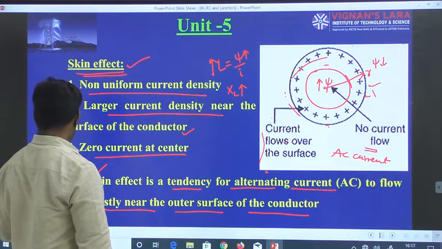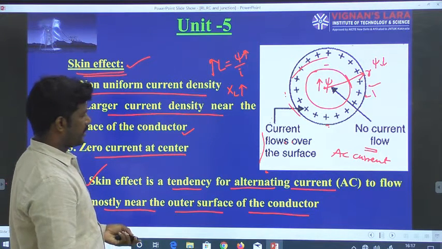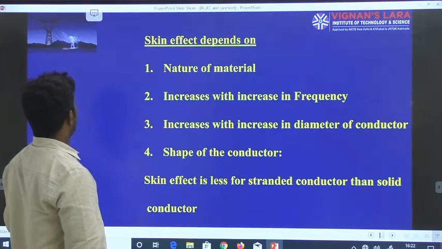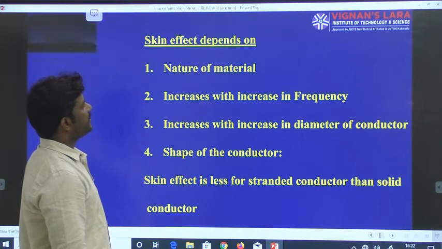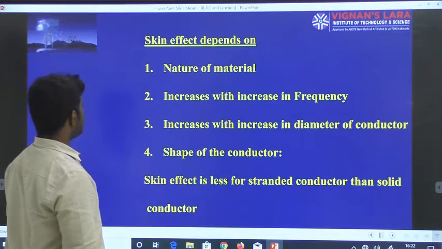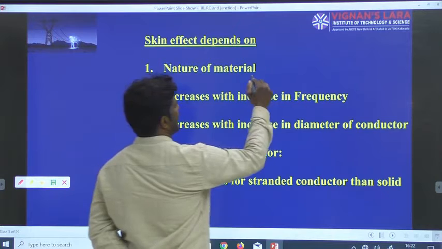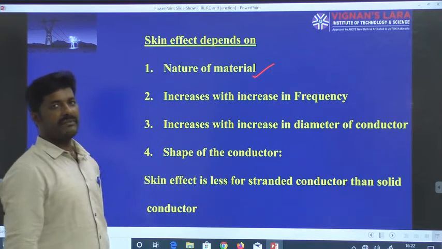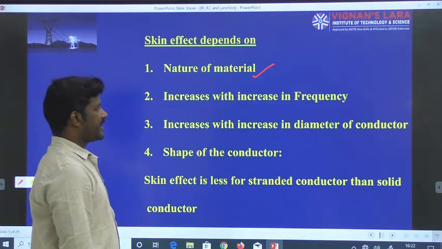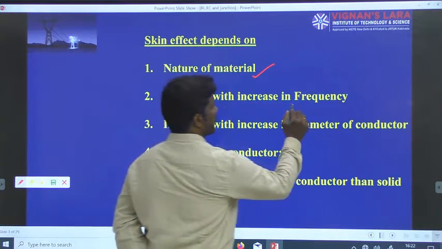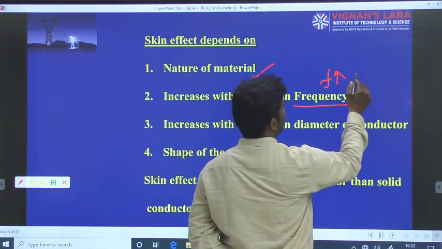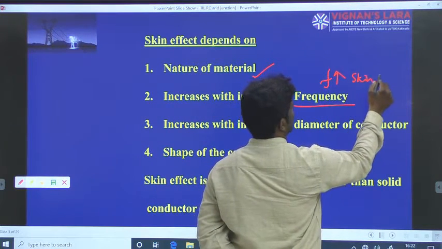So, coming to the factors on which skin effect depends. Skin effect depends upon the nature of the material, so what type of material is used, and also it depends upon the frequency. As the frequency increases, the magnitude of the skin effect also increases.